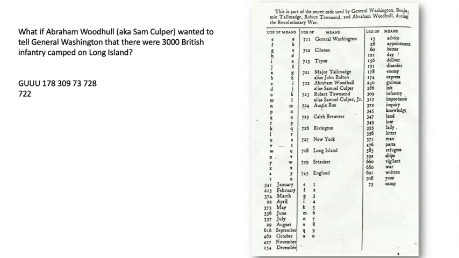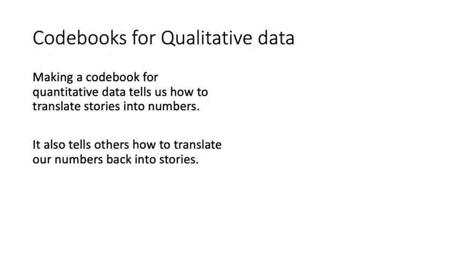So, spy stories are fun and all, but how does this help us do research? Essentially, we're doing the same thing Sam Culper and General Washington did. We have a story that we're interested in, but we want to write it down as numbers. Now, this could be because we're lazy and numbers are easier to write, or it could be because we want to do statistical analyses on our data, or whatever. In any case, we need a system, right, a code, to translate back and forth between stories and numbers. Now, let's take a look at an example.